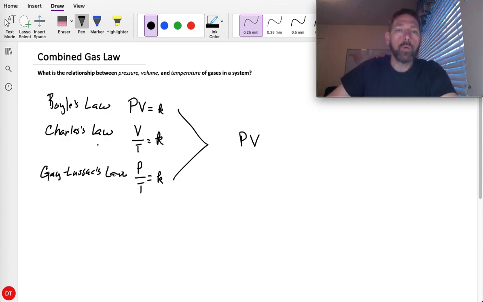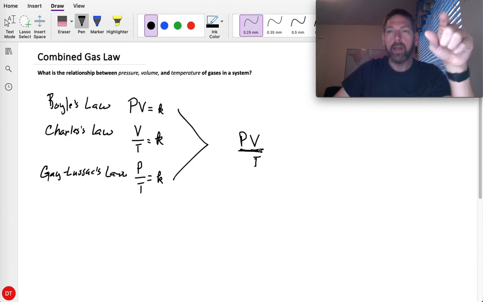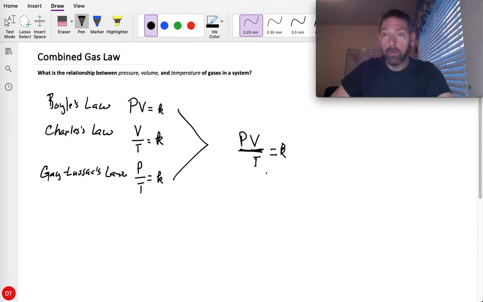Now notice where Charles' law is, volume is still on the top, it's on the numerator. So now we have divided by, so now if you think about it, here's volume divided by temperature, right? We've just added in Charles' law. Now we have pressure divided by temperature. Notice that there is pressure divided by temperature right here. So all three of those have been combined into one, because K equals all of those.